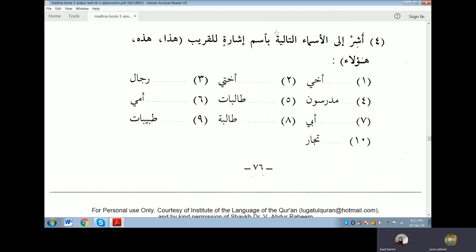Next we have: Ashir il asma ila bismi usharatin lil qarib. Haza, hazihi, haulai. These three words are known as isme ushara lil qarib. So he's asking you to point toward the following noun by using these three isme ushara. Haza is used for masculine, hazihi is used for feminine, and haula is used both for masculine and feminine. So what will you put here in this line?